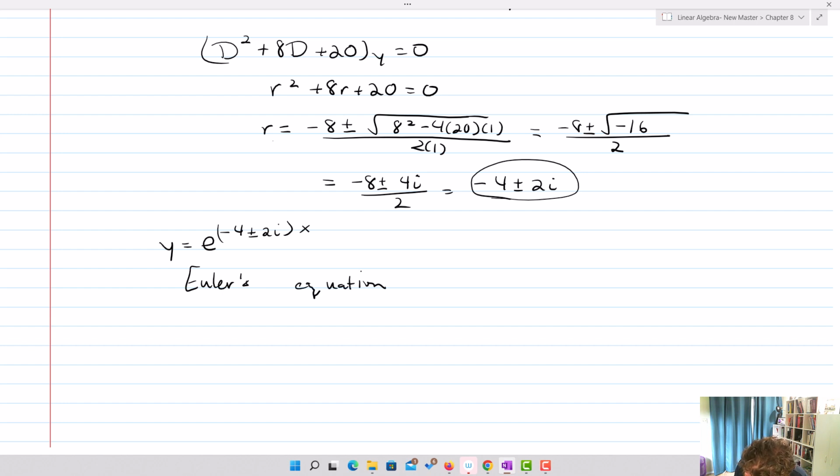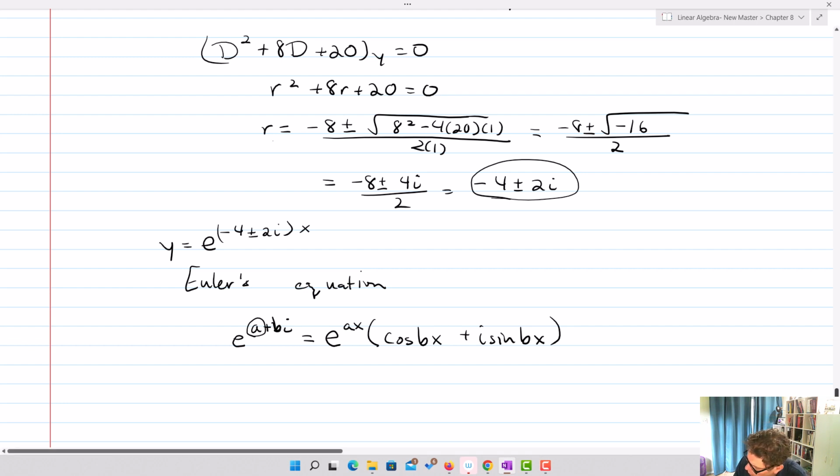Okay? We're going to get that e to the a plus bi, and it turns out we're only going to need one of those solutions. We're not going to need the plus or minus. We're just going to need one of them. It is going to equal e to the ax, okay, so the a is the real part, times cosine bx plus i sine bx. And you may remember that. You might have done that in your pre-calculus class, something along those lines. But that's good. That's Euler's equation.